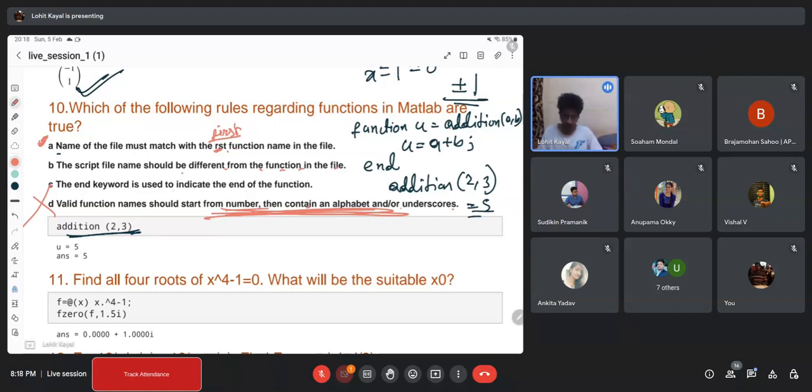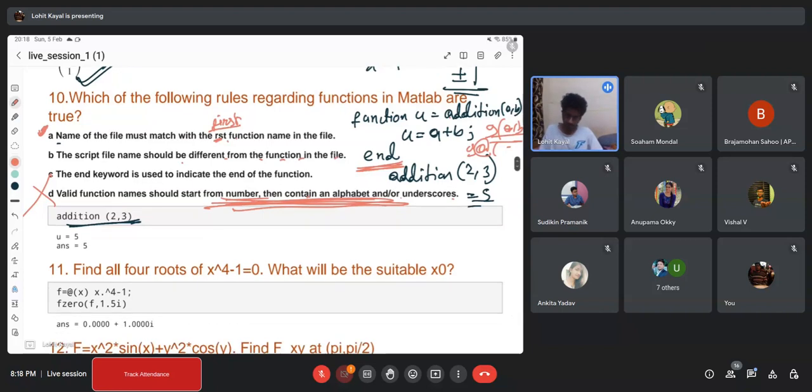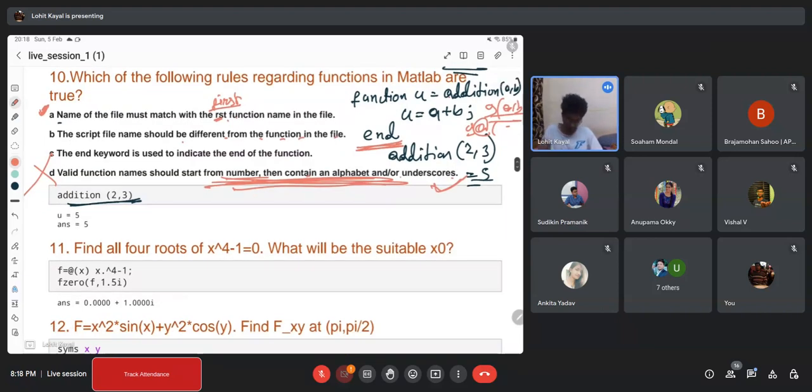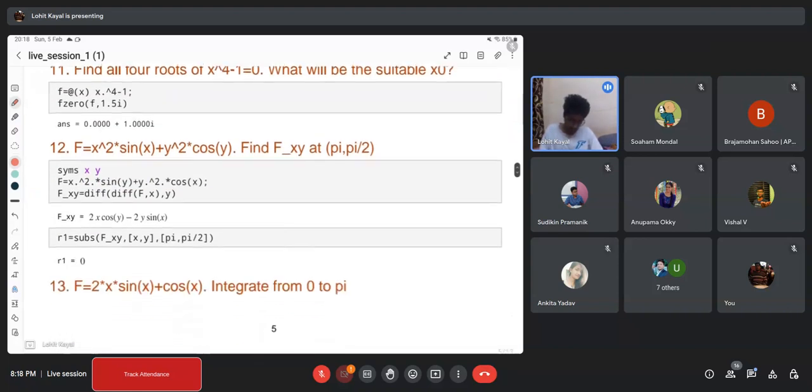The third option is that the end keyword is used to indicate the end of the function. Obviously, this end indicates the function, so you can stop here. And the last option you can try in MATLAB: if you start a name with a number, suppose u equal to 9ab, MATLAB will show you an error. So your name should be a good one, most probably alphabetical. You try this in MATLAB and you'll find that this option is the invalid case, and the other three are true.